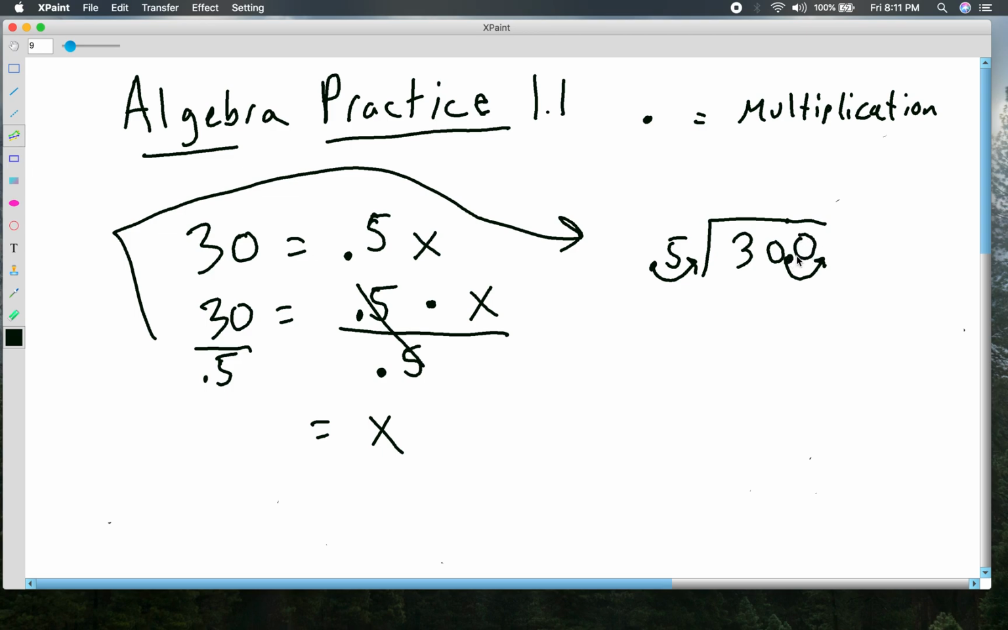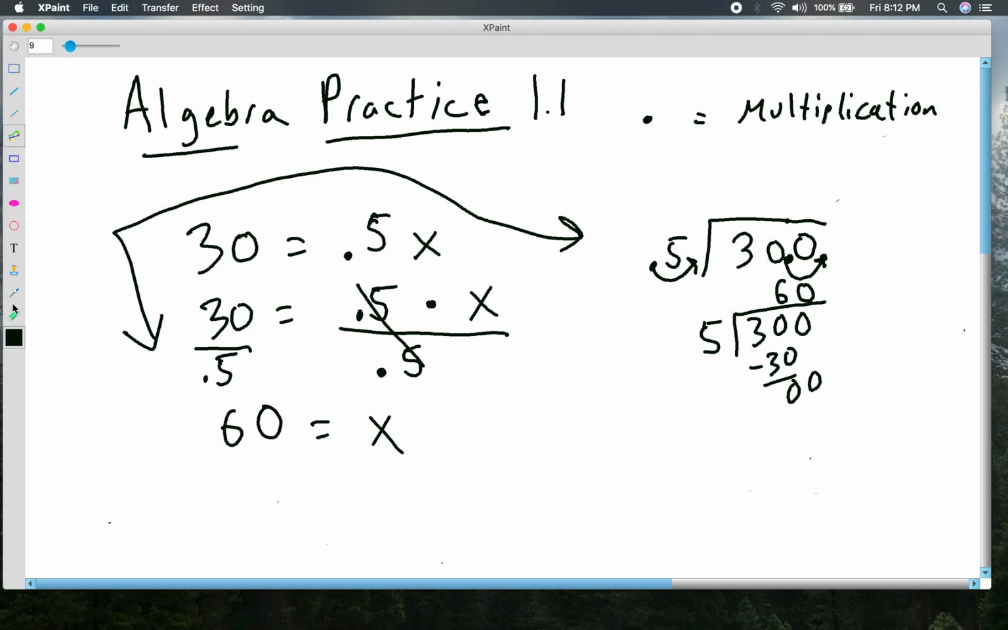So I initially had a decimal point there, 30.0. Now it's 300 divided by 5. Now, 5 goes into 30 six times. 5 goes into 0 zero times. 60 times 5 is, in fact, 300. So here, 30 divided by 0.5, which I did there, is going to go ahead and give us 60.